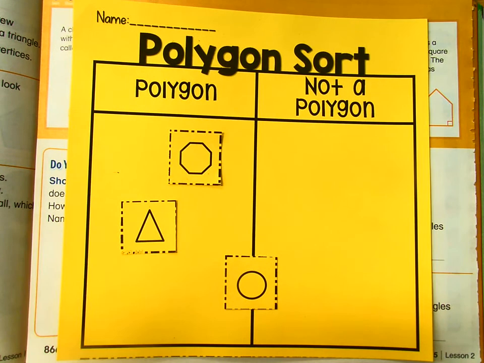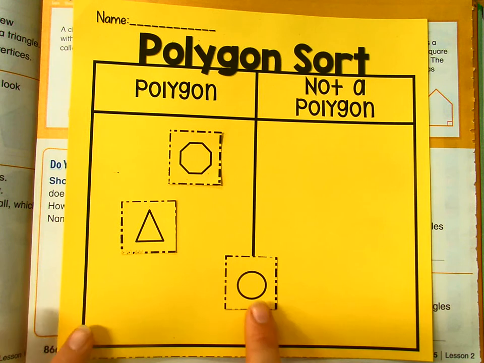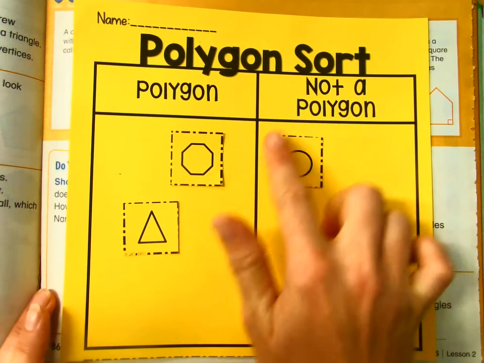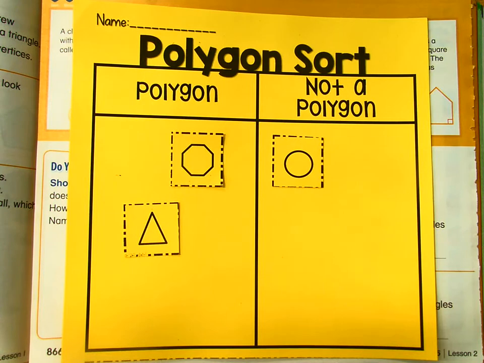Next, we have a circle. A circle is just really one continuous line. It doesn't really have any sides. And because it is curved, it does not count as a polygon, although a circle is a closed plane shape.